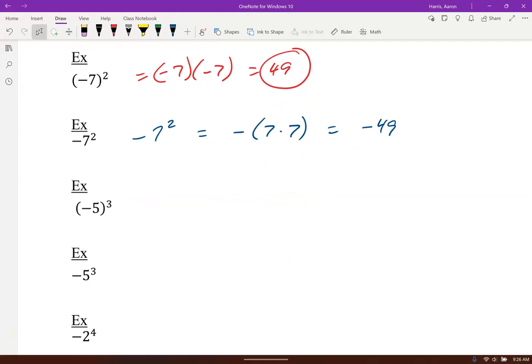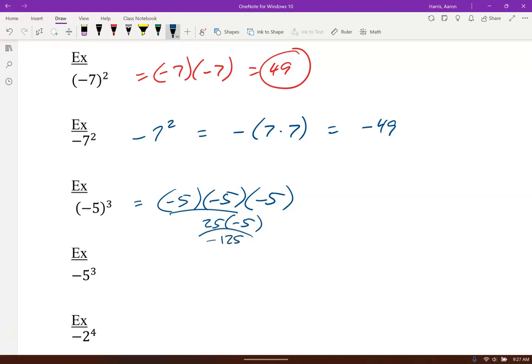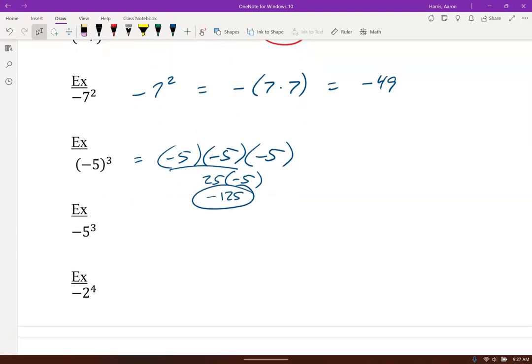About negative 5 to the 3rd. So we've got 3 of these negative 5s. What does that give us? Let's do the first two. Negative times negative is positive. What's 25 times negative 5? We'll say negative 125. Awesome.